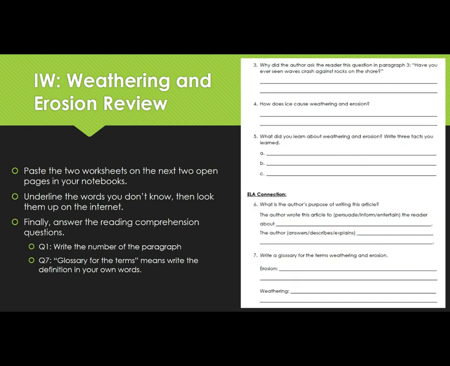Question 7, as you can see on the right, on the worksheet, the very bottom says, write a glossary for the terms weathering and erosion. And then it gives you the two, erosion and weathering. That means that you're going to write the definition in your own words. Now, you are given the definitions of weathering and erosion in the reading. I want you to tell me what weathering and erosion means to you. After everything we've talked about in class, after you read the paragraph, you have the weathering and erosion worksheets in your notebooks if you want to look back at those. Everything you know about those two things, write in a sentence under number 7 what you think they mean. What do they mean to you?